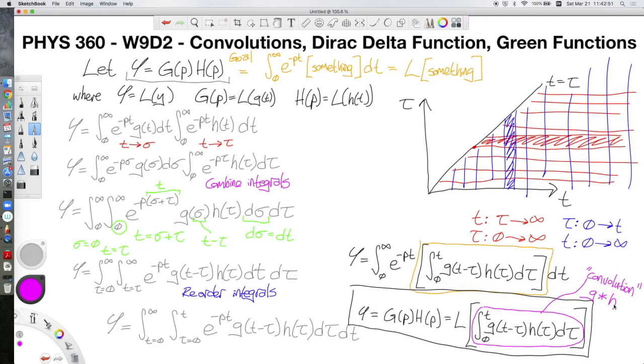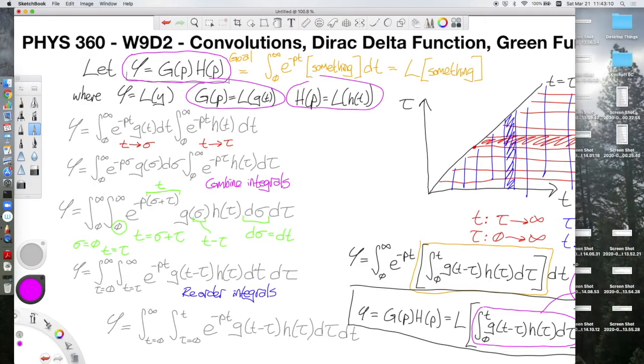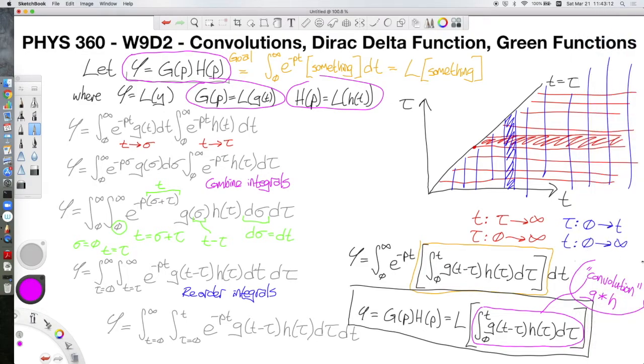We would use it when we have a situation where the Laplace transform of our answer is the product of two functions, and we know the inverse Laplace transform for each of those two functions that are being multiplied together. Then we would use the convolution to find the inverse Laplace transform of that product specifically. So that is everything for convolutions.